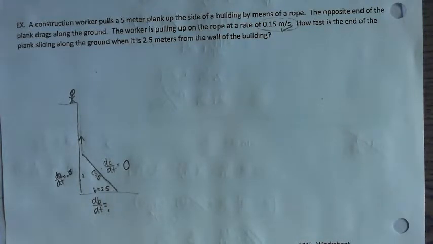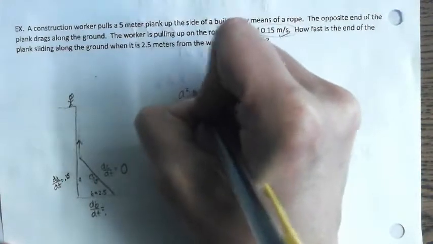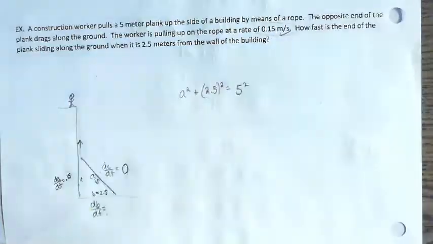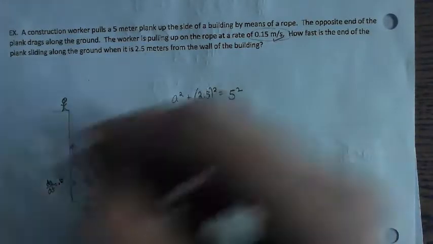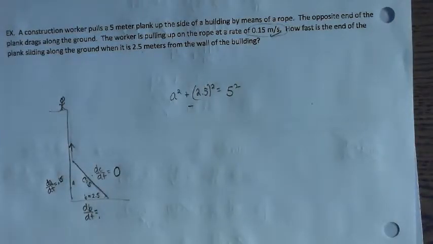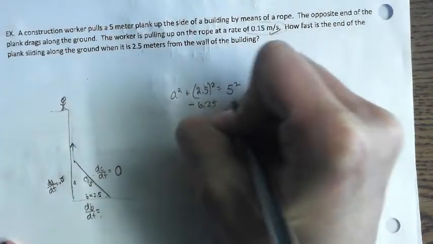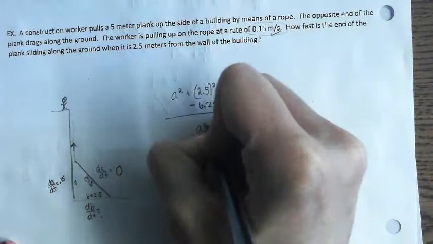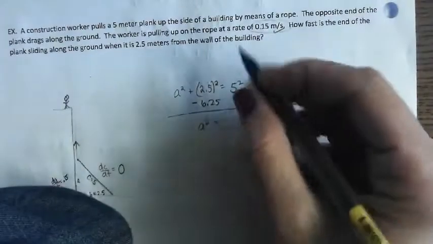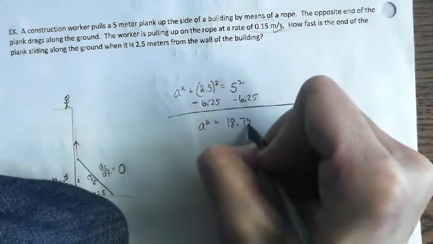A. We can find A using the Pythagorean theorem. So A squared plus 2.5 squared equals C squared. So we have 25. We're going to subtract. Anybody know? You should. What's 25 squared? 625. So 2.5 squared should be 6.25. Good. So A squared is 25 minus 6 puts us at 19, minus another 0.25 puts us at 18.75.